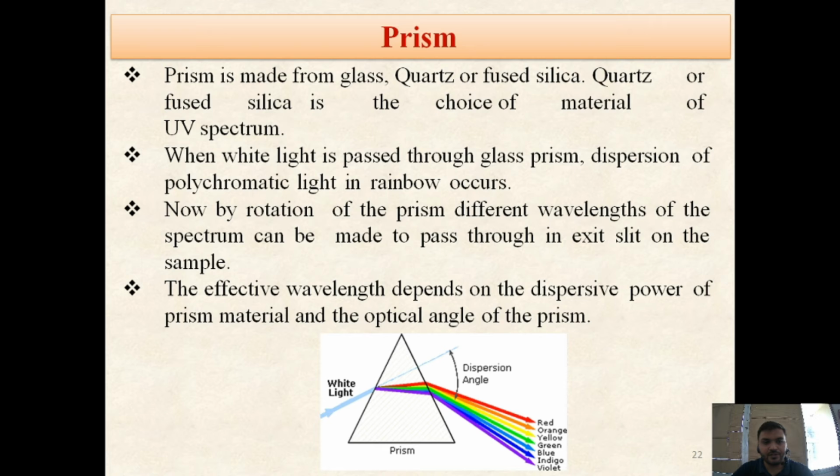Prism. Prism is made up of glass, quartz or fused silica. Quartz or fused silica is the choice of material for the UV spectrum. When white light is passed through a glass prism, dispersion of polychromatic light into a rainbow occurs. Now, by rotation of the prism, different wavelengths of the spectrum can be made to pass through the exit slit onto the sample. The effective wavelength depends on the dispersive power of the prism material and the optical angle of the prism.